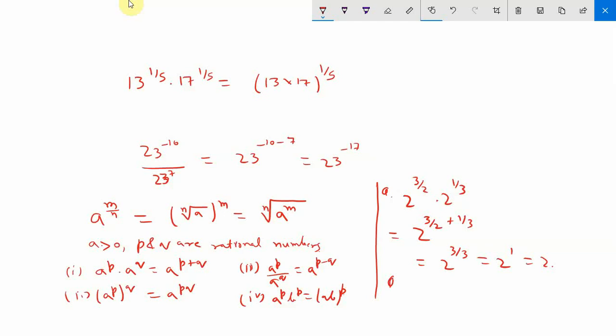Similarly, if we have another problem, 7 to the power 1 by 5 divided by 7 to the power 1 by 3, it can be written as 7 to the power 1 by 5 minus 1 by 3, equal to 7 to the power 3 minus 5 by 15, equal to 7 to the power minus 2 by 15. So in this way, we can solve problems related to exponents and radicals.